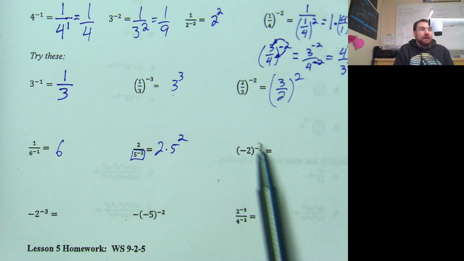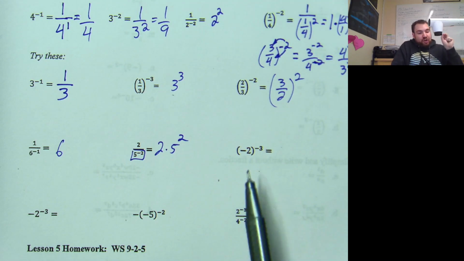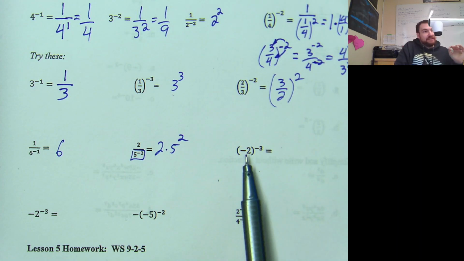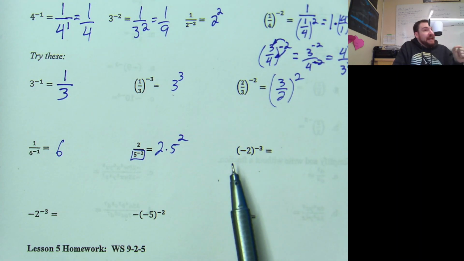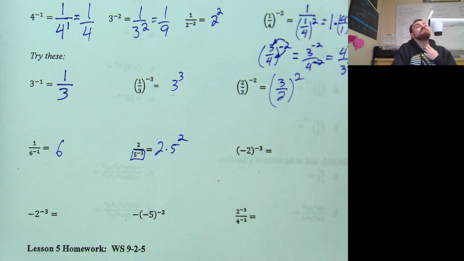What's going on with this beast here? This is the one that Kyla had a question about. So I said when we flip things, what becomes positive? The exponent becomes positive. So yes, the negative exponent becomes positive. So did I say anything about a negative base? No. So if you have a negative base, nothing happens. It stays negative.